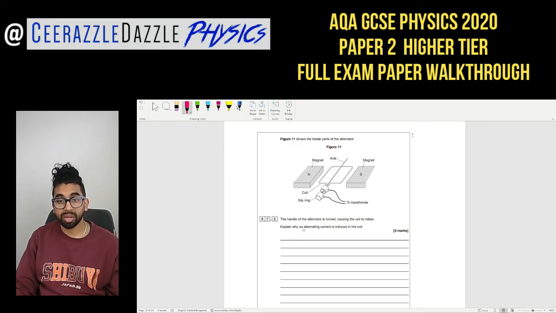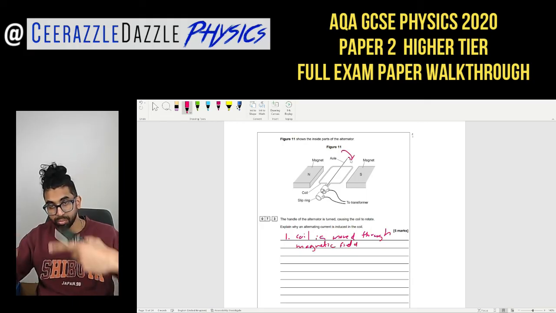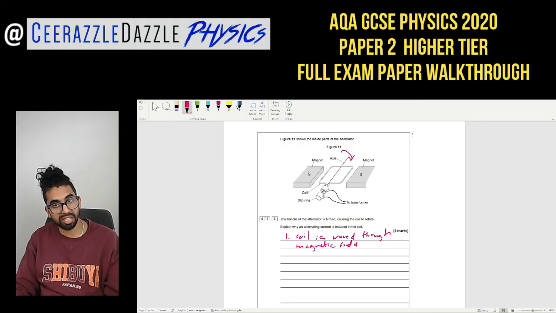So first of all, we've got to talk about why we get an alternating current. Number one, the coil is moved through the magnetic field. Don't forget, you are turning it, so as you do it, you're making it move through the magnetic field. Don't forget the magnetic field's going from north to south over here. You're now moving it through there. Number two, a potential difference, and this is the key word in all these questions, everyone, is induced. A potential difference is induced, that means created, in the coil.